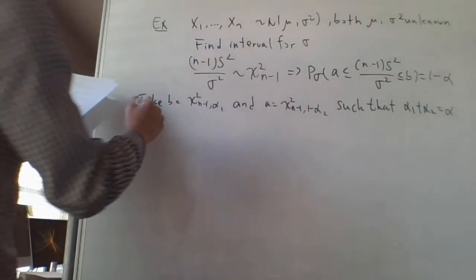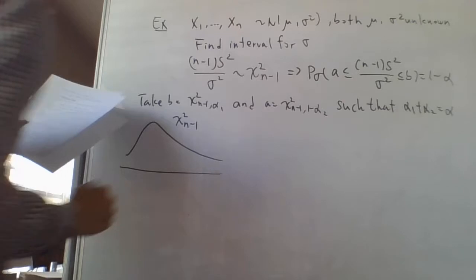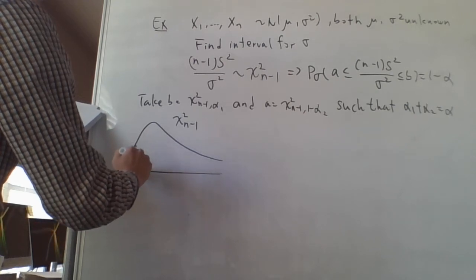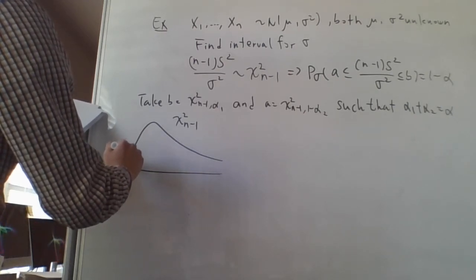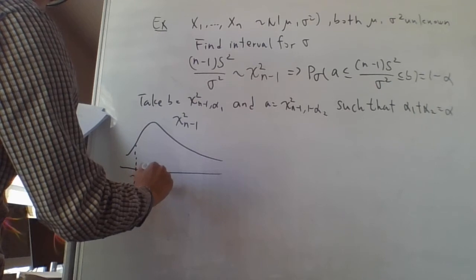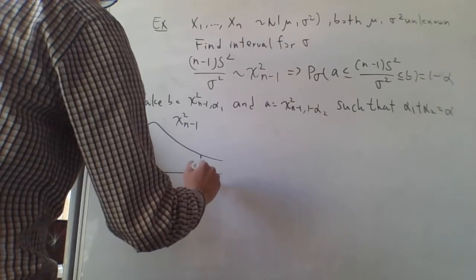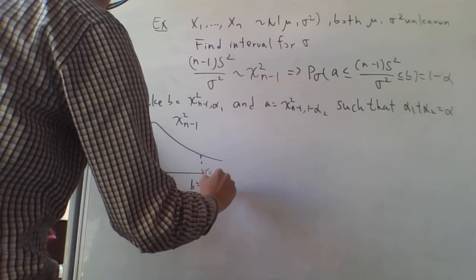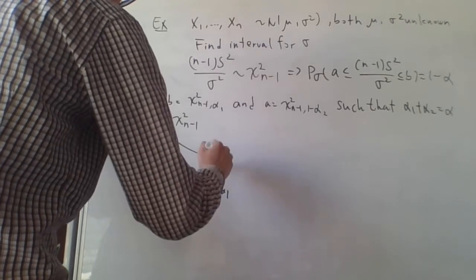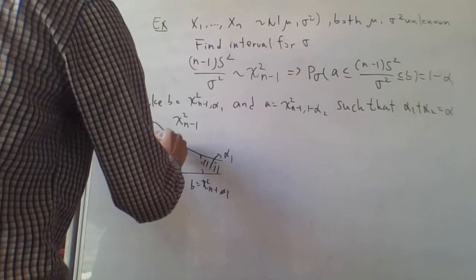So, which means that in your chi-square distribution with n minus 1 degrees of freedom, this point is chi-square n minus 1, 1 minus alpha 2, and this point, this is a, and b is chi-square distribution n minus 1, alpha 1, where the lower tail probability is alpha 2, upper tail probability is alpha 1, and the middle is 1 minus alpha.